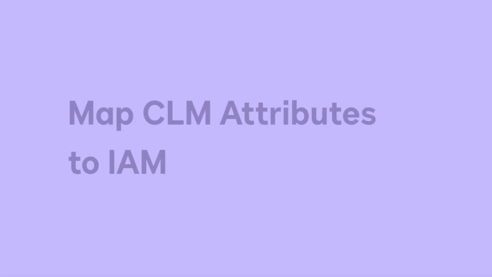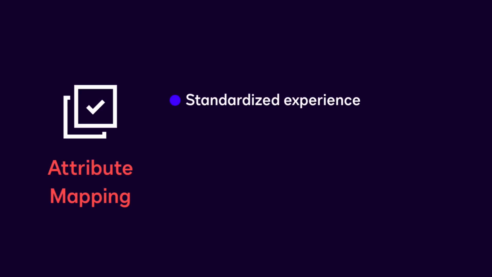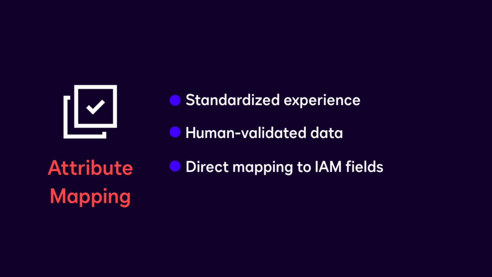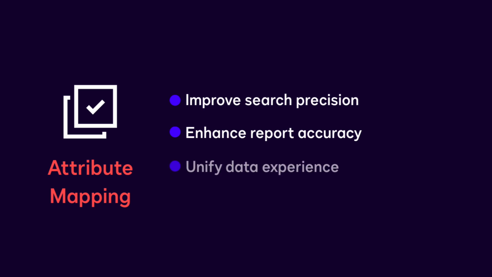First, let's learn how to map CLM attributes to IAM. Mapping CLM custom attributes can be useful to ensure a standardized experience by piping human-validated CLM data directly into IAM fields. Enhance the accuracy of reports and searches within the CLM and IAM unified experience by utilizing validated CLM attributes.